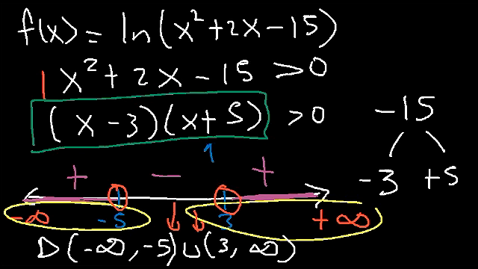So if you have one critical number, simply set it greater than 0 and solve for x, you're done. If you have two or more critical numbers, you need a number line or a sign chart to figure this out.